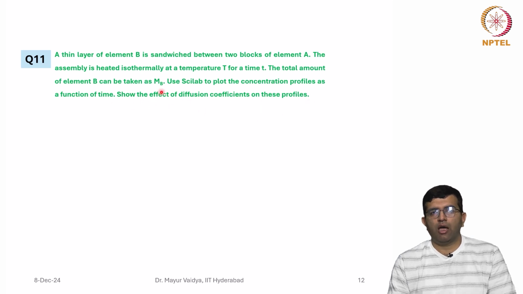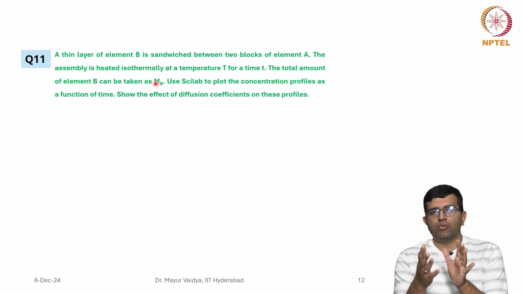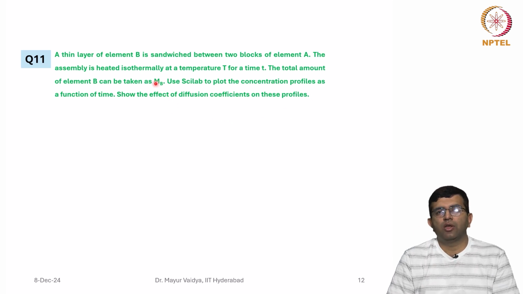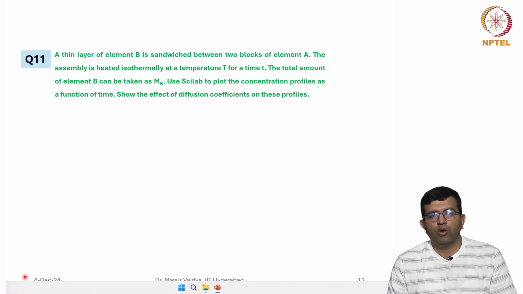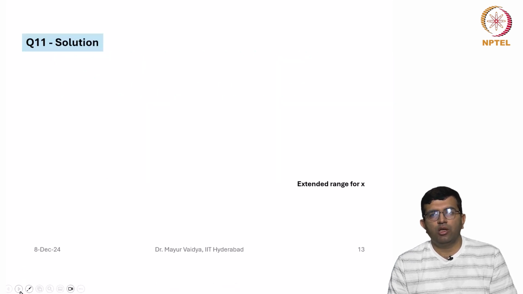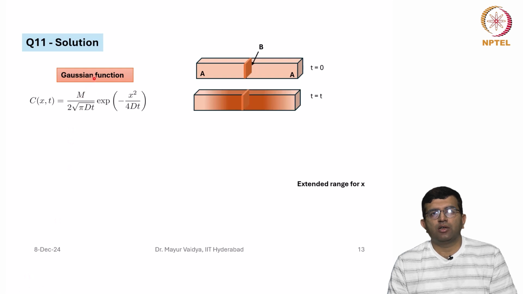I'm sure you are very well aware of this problem, which we dealt with in our second week in the solutions of diffusion equations. This is a sandwich geometry where you had the B atoms sandwiched between A, and after time t the B starts diffusing into A. The solution for this is given by a Gaussian function, which is C of x comma t is equal to M by 2 root pi Dt, exponential minus x square by 4Dt.